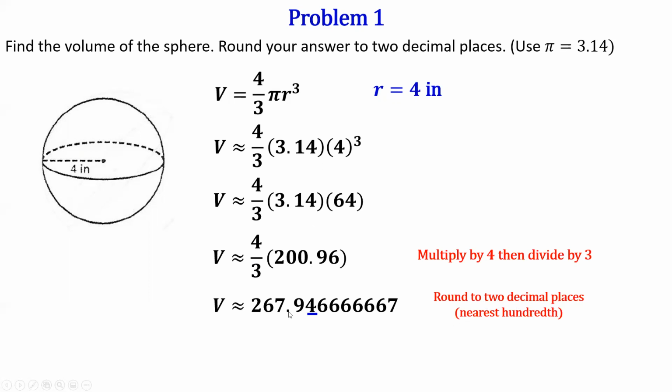So to round, we look at what our second number is after the decimal. In this case, it's a 4. And then we look at what number comes after the 4 to decide, are we going to round up or are we going to stay the same? If the number after the 4 is 5 or bigger, that means we're going to round up. In this case, it is. So we're going to round the 4 up to a 5. So our final answer is 267.95. And remember to write our units at the end. Since we were talking about inches, our volume will be inches cubed.